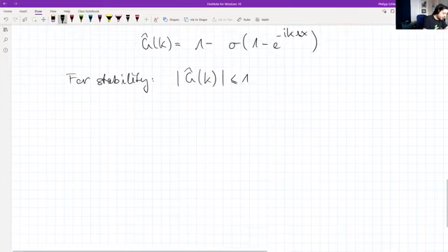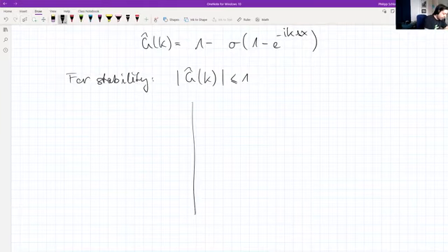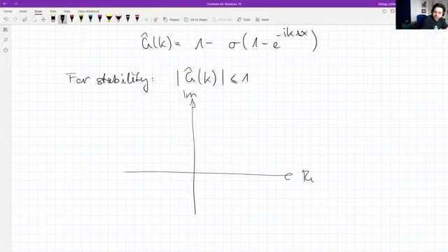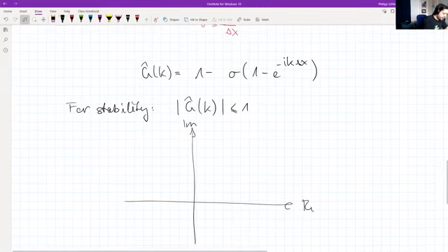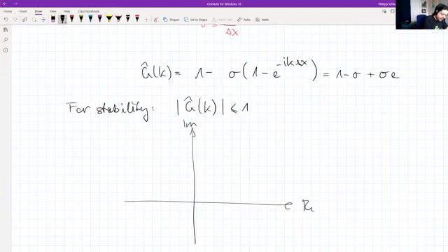So we kind of do the same thing as we did before. We try to plot this in a real and imaginary space, with real and imaginary axes. So we directly plot the amplitude of this g. And now it's maybe nice to identify how this actually looks. If I write it down, this is 1 minus sigma plus sigma times e to the minus i k delta x.